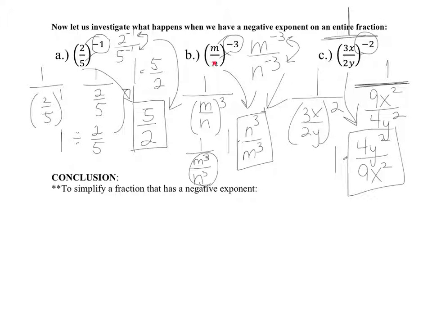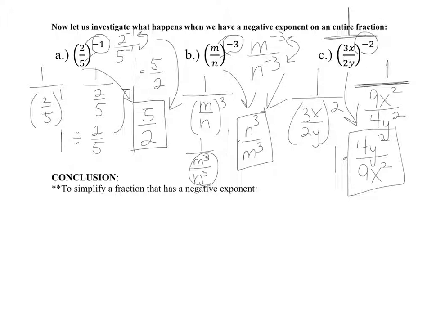Here, it was m over n to the 3rd power. And now it becomes n over m to the 3rd power, right? This one, it was 3x over 2y here, and then in the final answer, I flipped it, right? It's a little bit harder to see here. 2y squared becomes 4y squared on the top, and 3x squared becomes 9x squared on the bottom, right? So you're just flipping it, right?